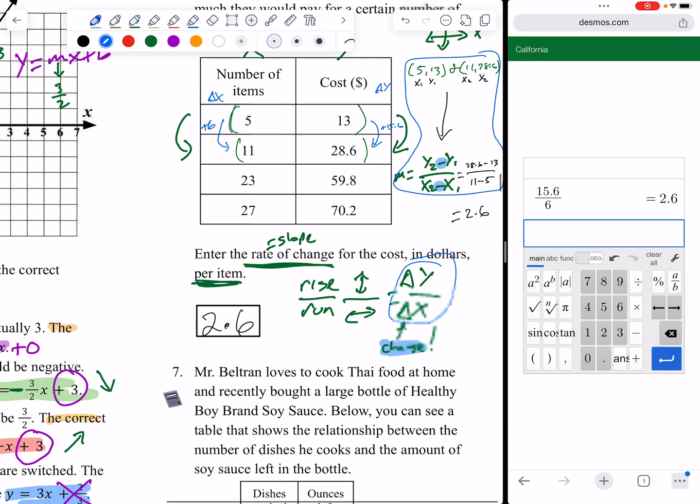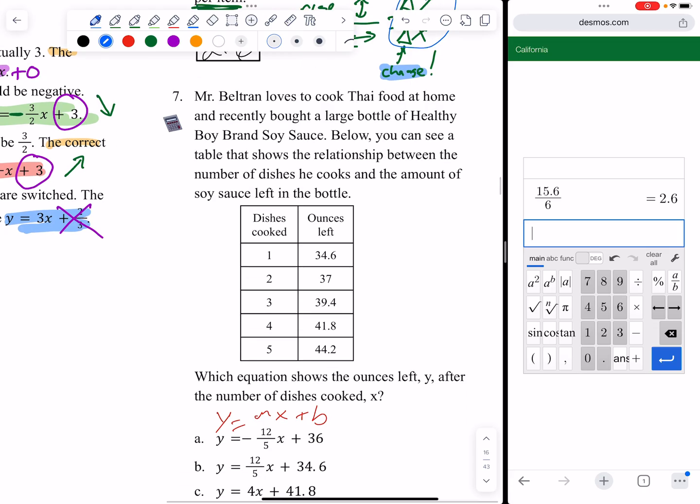All right. Mr. Vedran loves to cook Thai food at home and recently bought a large bottle of Healthy Boy brand soy sauce, because not all soy sauces are the same. This is specifically from Thailand, because it's Thai food. Below, you can see a table that shows the relationship between the number of dishes he can cook and the amount of soy sauce left in the bottle.